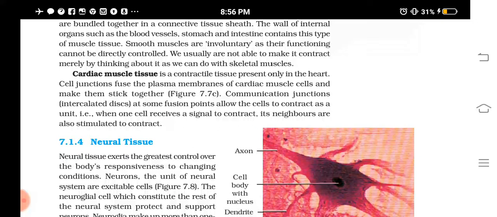Understood? What is the cell of muscular tissue known as? Muscle fiber, because they are elongated, isn't it? These all are animal cells only, but they are specialized to perform different functions, and they are elongated, so we call it as what? Muscle fiber. Then the last type of animal tissues, what?